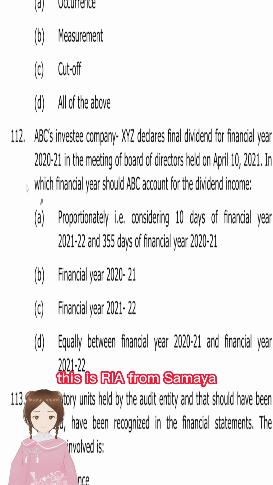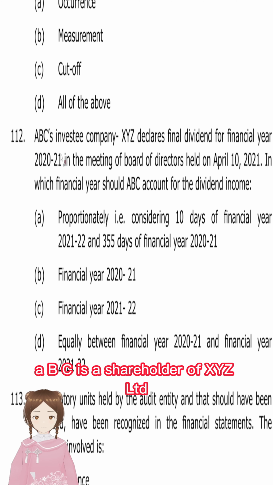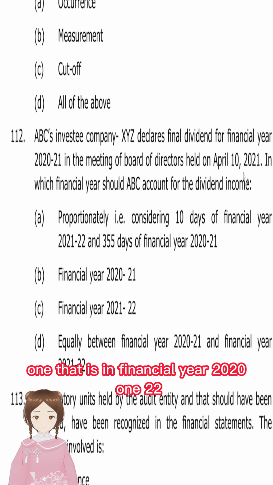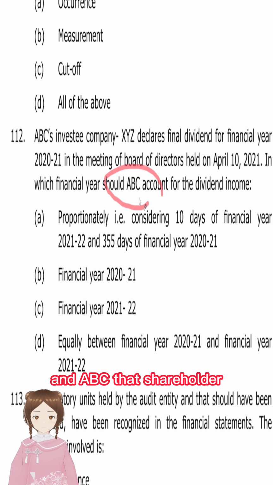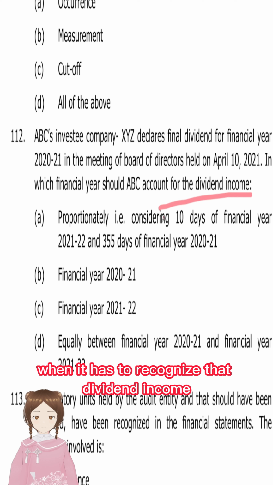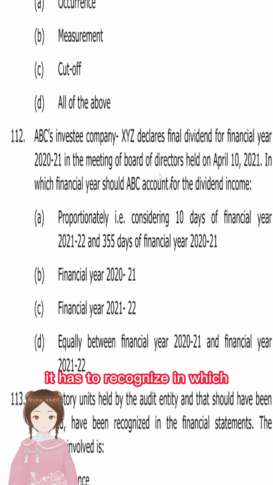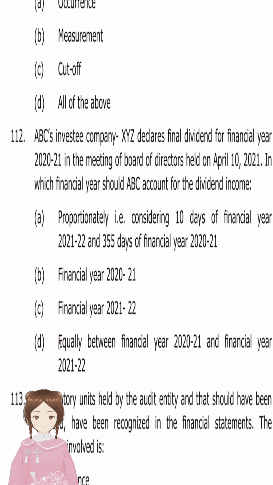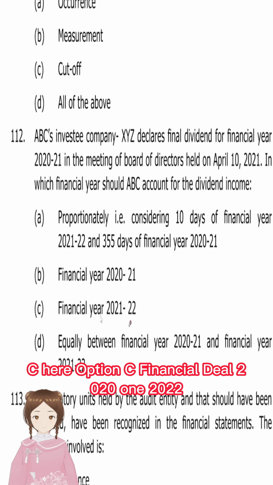Hey Samfam, this is Shreya from Samaya, MCQ 112, CA Inter. ABC is a shareholder of XYZ Limited, which declared a dividend on April 10th, 2021, that is in financial year 2021-22. And ABC, that shareholder, has to recognize that dividend income in the year in which the dividend was declared. So option C, financial year 2021-2022.